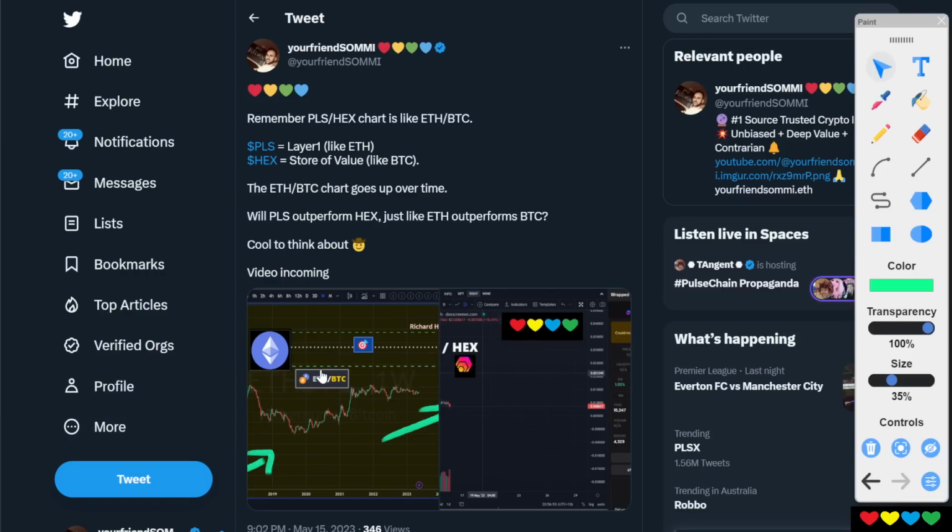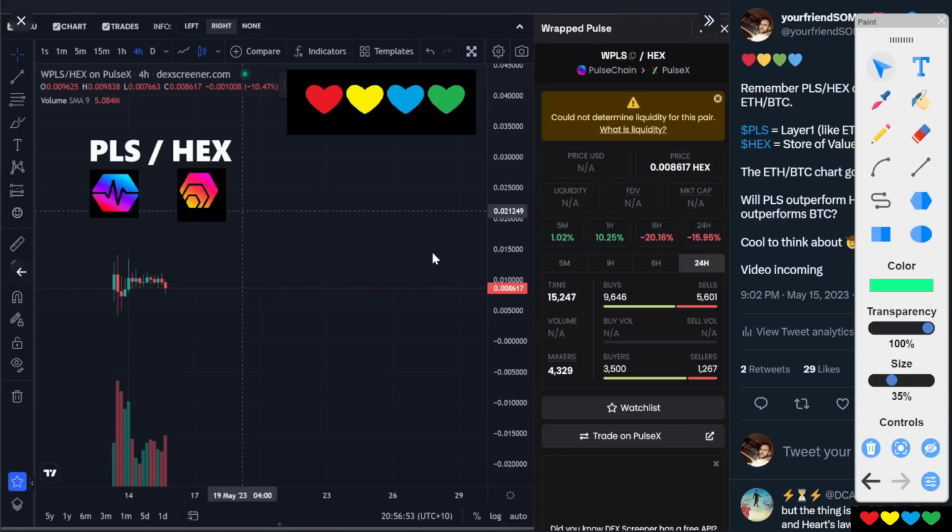So you've seen ETH BTC. This is what happens. But you might also say, hey, they're two different ecosystems. They're two different things. But please, you've got to suspend belief for one second. This is the Pulse HEX ratio. It's just launched. We have no information. This is a 4-hour chart. You've got nothing but some information here. HEX, second cycle. Okay. PulseChain, first cycle. So you already know.